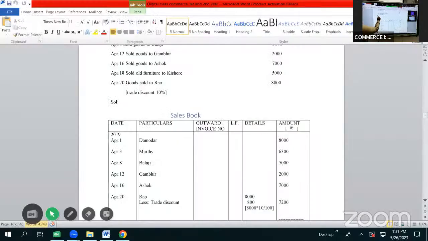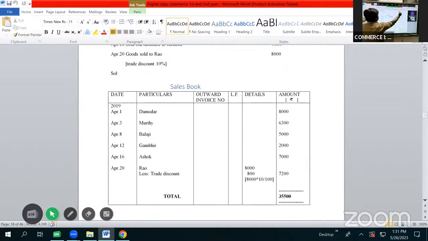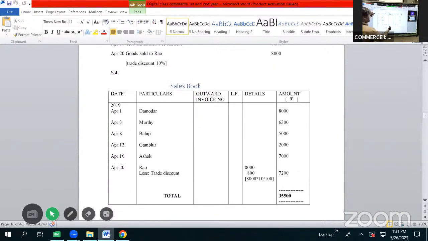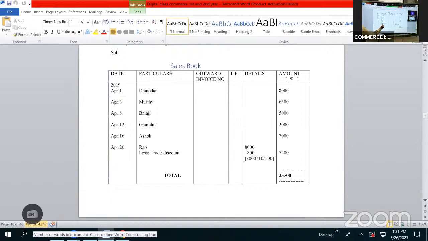Then we have a transaction on April 20, goods sold to Rao 8,000, trade discount 10%. How do we calculate trade discount 10%? We'll be reducing 10% from the value 8,000, it becomes 800. So here is the calculation. First we'll be writing the date as April 20. In particulars column, we'll be taking it as Rao, and the amount 8,000 will be taken in details column. Then subtracting 10% of it, which is 800. Subtracting 800 from 8,000, it becomes 7,200.